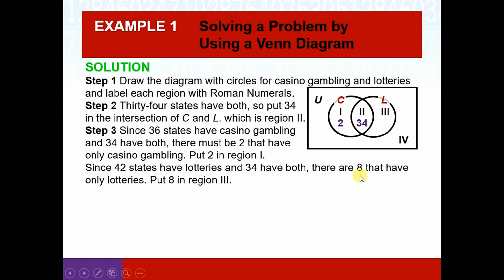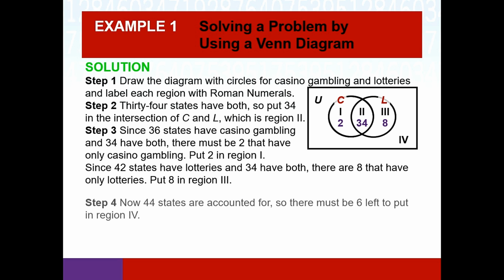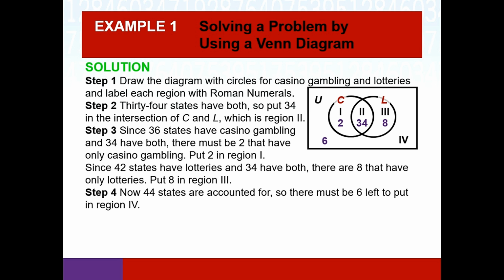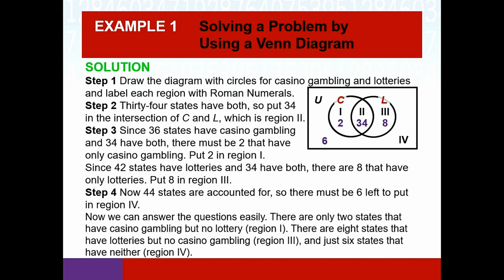And this 8 will be the value in our region 3, representing that there are only 8 states that focus on lotteries. Okay, and then now we go to step 4. Now, 44 states are already accounted for, because if you add 2, 34, and 8, that is 44. So since the United States has 50 states, we only have 6 left to put in our region 4. And that completes our figure for the Venn diagram.